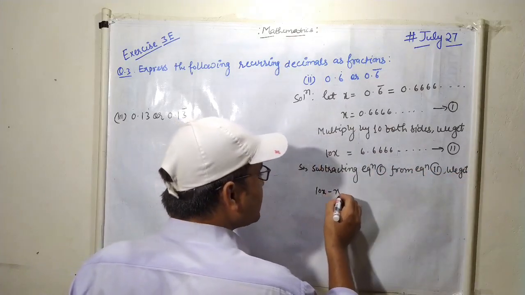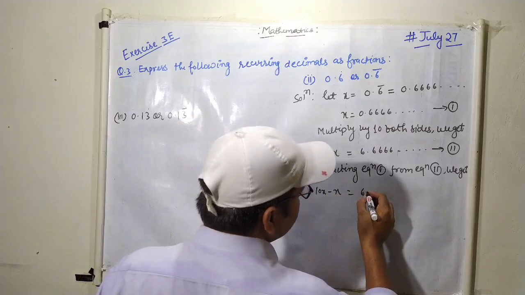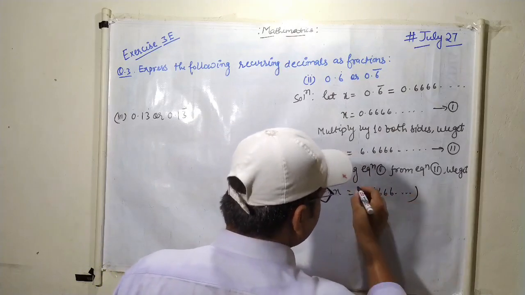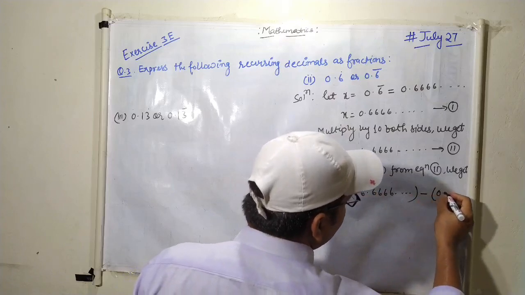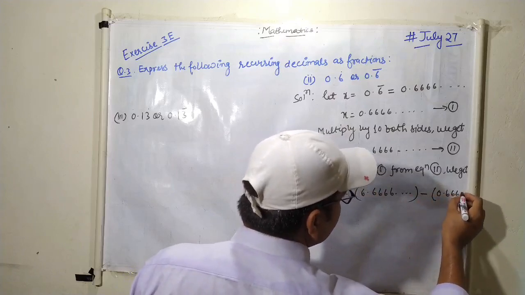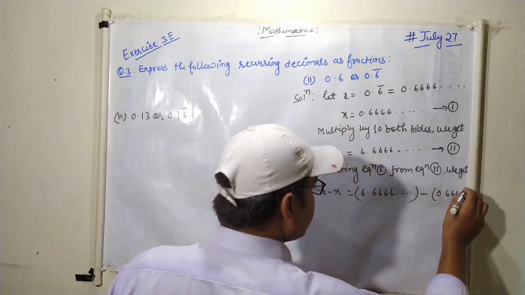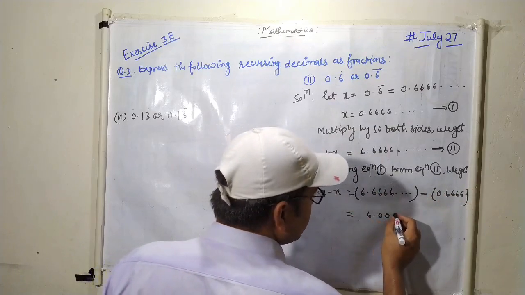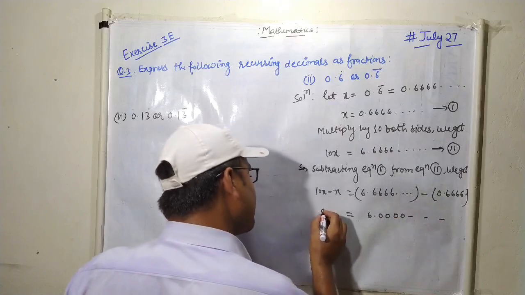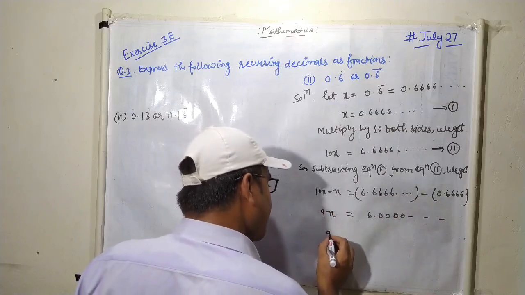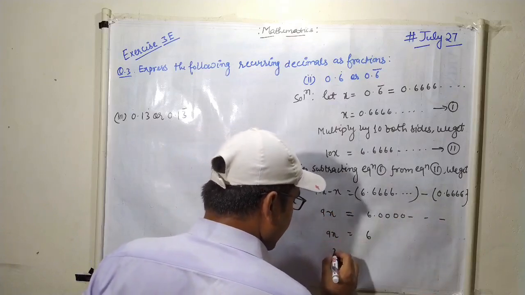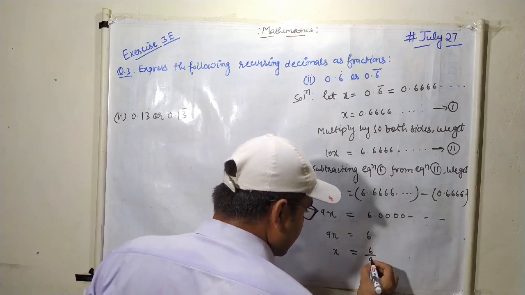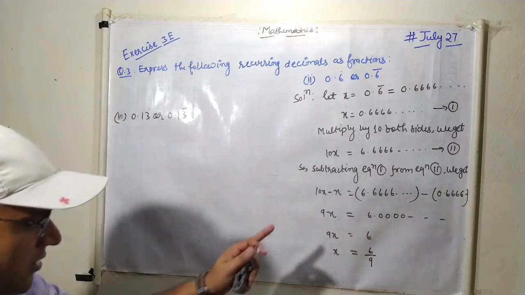10x minus x is equal to 6.666 and so on, minus 0.666 and so on. Okay, if you are subtracting, you are getting 6.000 and so on. Here you get 9x. So 9x is equal to 6, then x. Here the 9 is multiplication, it goes to the right side. Multiplication changes into division. You will get 6 upon 9.